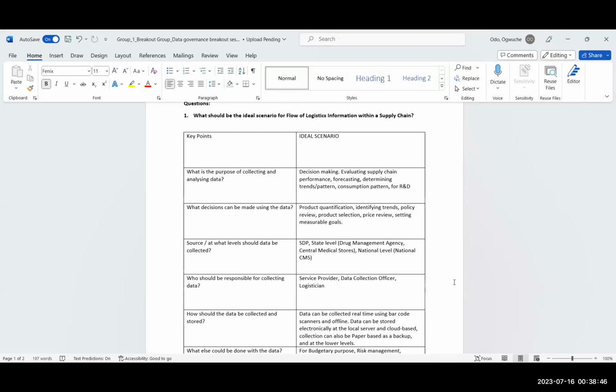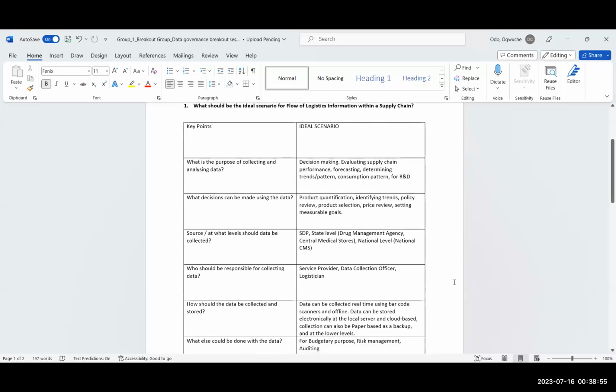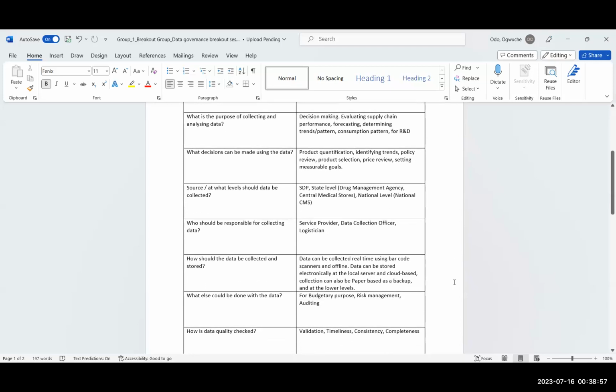We also said you can use it for product selection, to determine products that you can use in country. You can use it for price review, and then you can use it for setting measurable goals that you'd want to attain, maybe in your supply chain maturity, as the case may be.